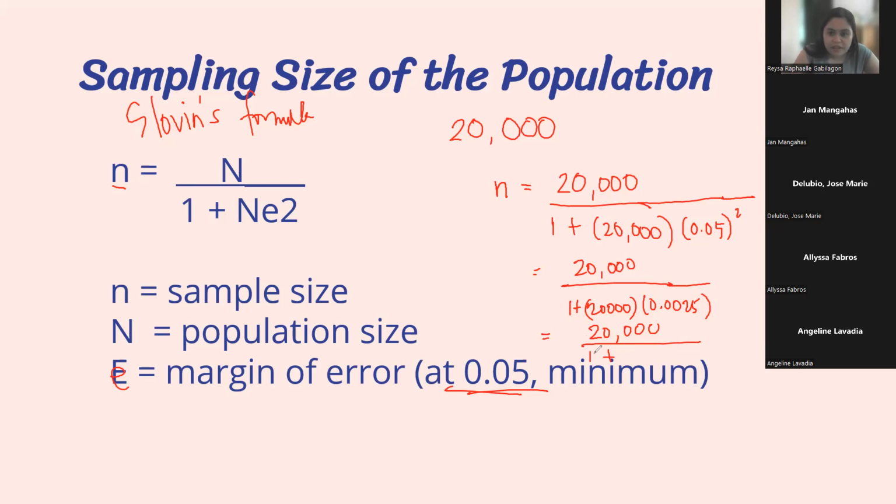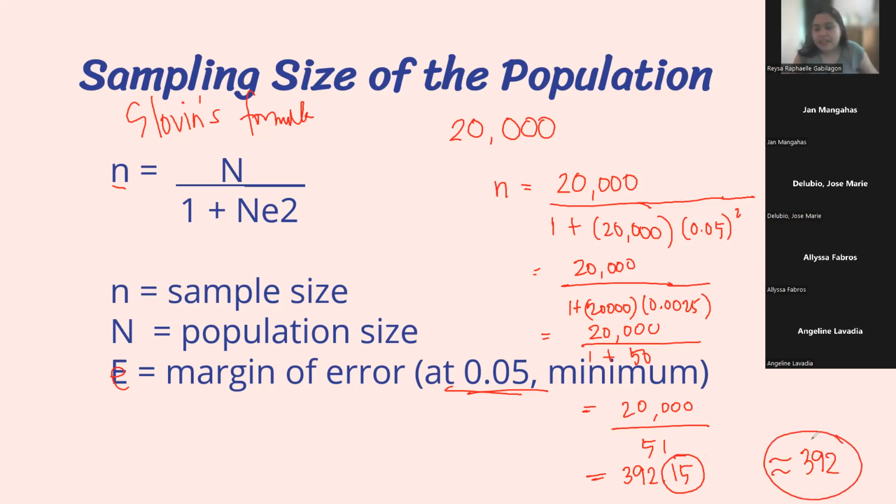That's 50. Yeah, this is 50. And then 20,000 divided by 51. Sige, divide natin. Divided by 51, this is 392.5. Pero class, remember, you cannot do a survey sa 0.15 na tao. So we will round this off to 392.